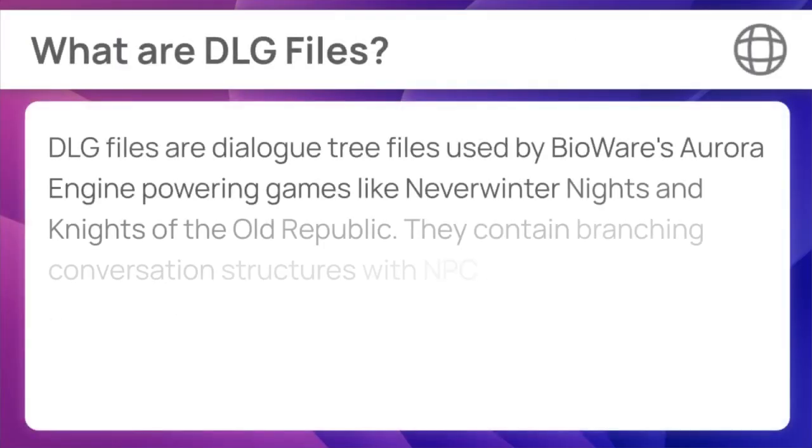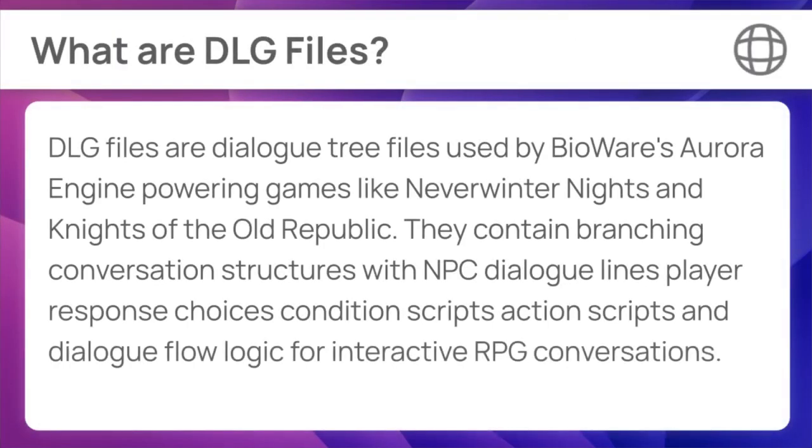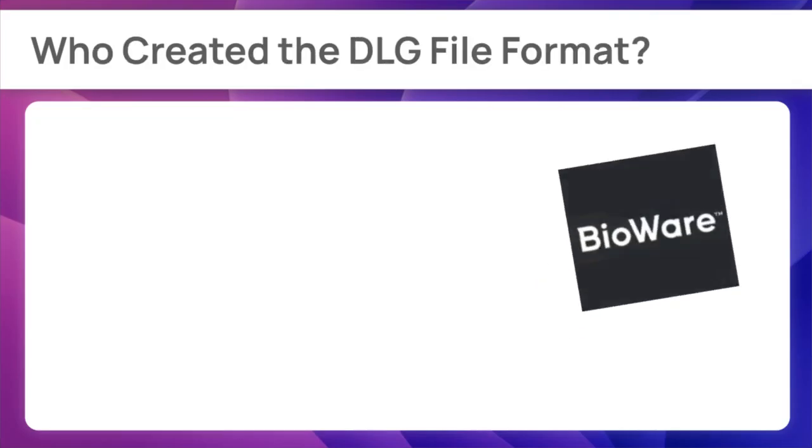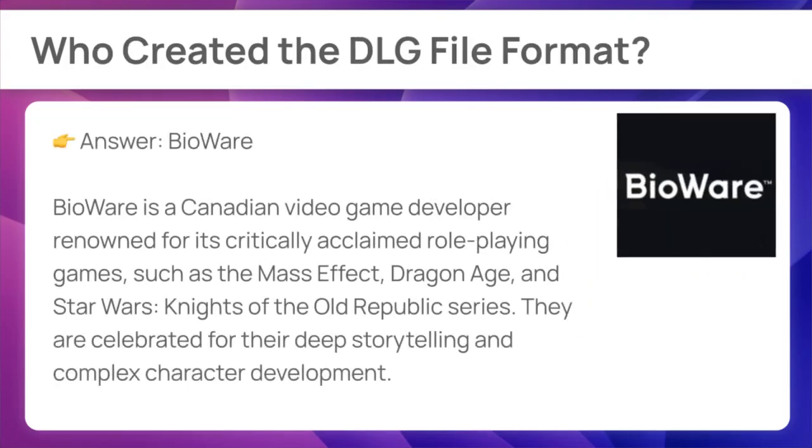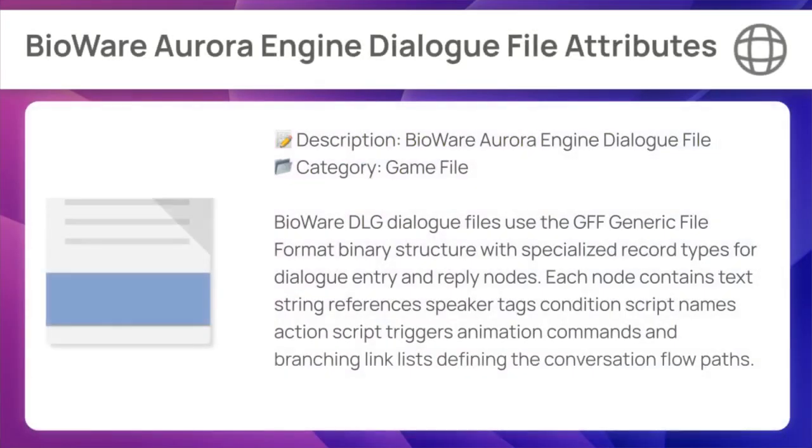DLG files are dialogue tree files used by BioWare's Aurora Engine, powering games like Neverwinter Nights and Knights of the Old Republic. They contain branching conversation structures with NPC dialogue lines, player response choices, condition scripts, action scripts, and dialogue flow logic for interactive RPG conversations. BioWare DLG dialogue files use the GFF (Generic File Format), a binary structure with specialized record types for dialogue entry and reply nodes. Each node contains text, string references, speaker tags, condition script names, action script triggers, animation commands, and branching link lists defining the conversation flow paths.